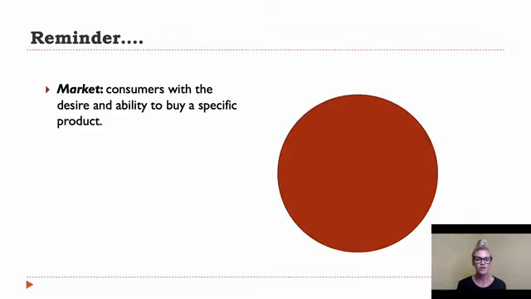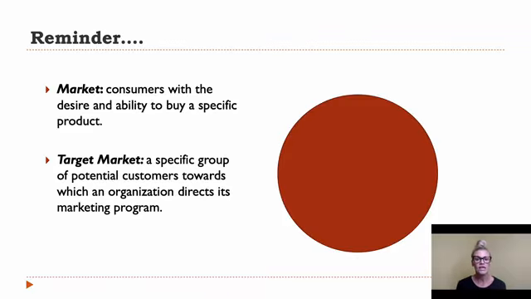If you remember back to the start of the semester, we talked about the market in general and the idea of a target market. So remember that a market is consumers with the desire and ability to buy a specific product. And then we often focus on a smaller group of consumers known as our target market. So this is going to be a specific group of potential consumers that the organization will direct its marketing programs towards. Our focus this week is on how we segment both consumers in the market and products in the market in order to select the best consumers and try and reach for them for a particular product that we may be marketing.